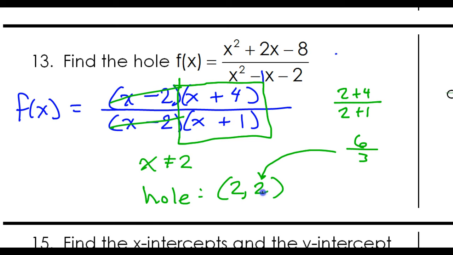Are they always going to be the same? No. That's just a coincidence. A common mistake is to try to find the y value by plugging 2 back into the original. Well, it's going to be undefined. x can't be 2. So the trick is to just use the part that's left over after you cancel to find the y value. So the hole is going to be at 2 comma 2.